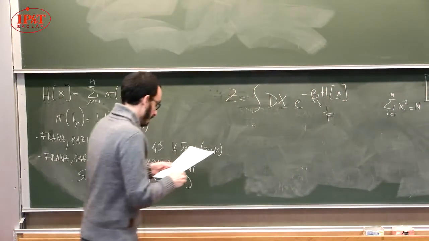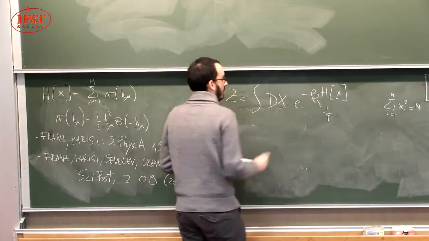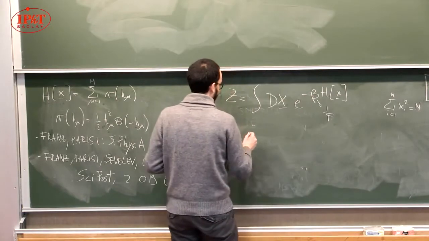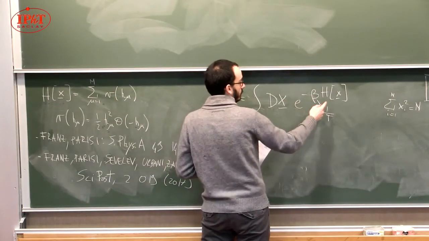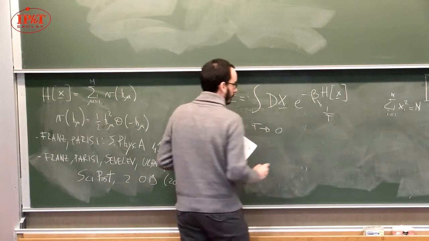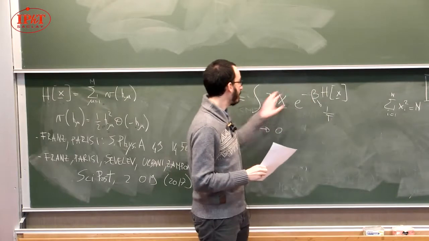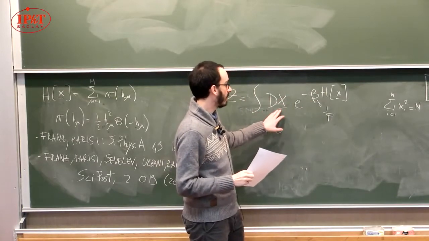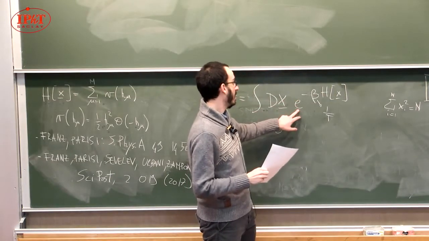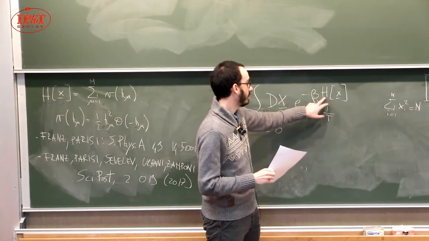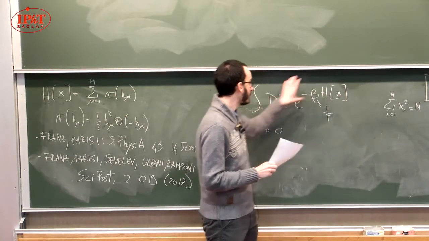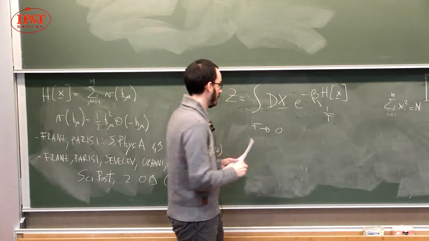Okay, so in particular, if you are in the SAT phase, where you can find solutions, taking the zero temperature limit just gives you the number of solutions of the problem. Because if I take the zero temperature limit, then this is either 0 if x is not a solution, or it's 1 if it is a solution. And so I'm just counting the volume of solutions. So this is in the SAT phase.